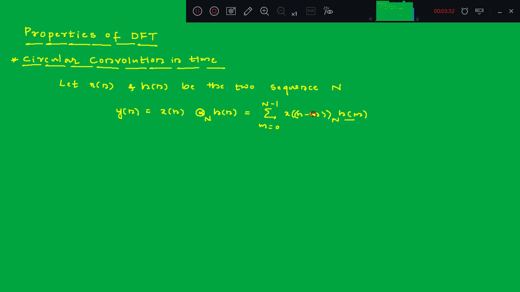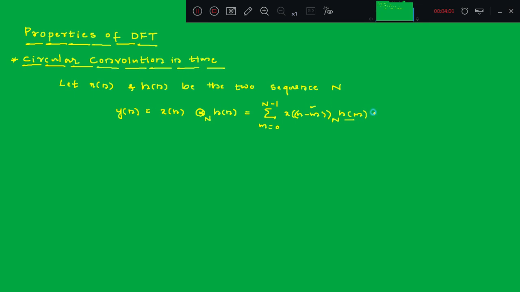Means which sequence do I have to shift circularly? The first sequence x of n I have to shift circularly, and each element of the circularly shifted sequence has to be multiplied with the corresponding sample values of h of n, and each multiplied value you have to sum, so that you will get the circularly convolved sequence y of n.